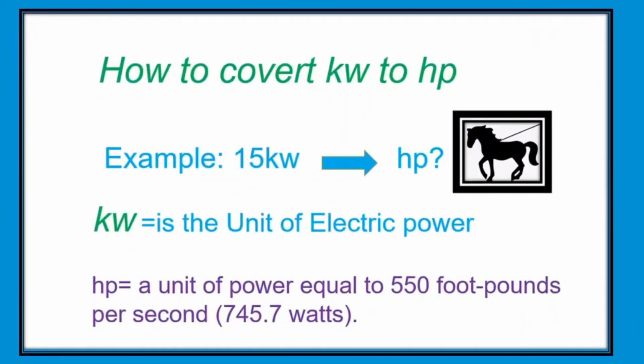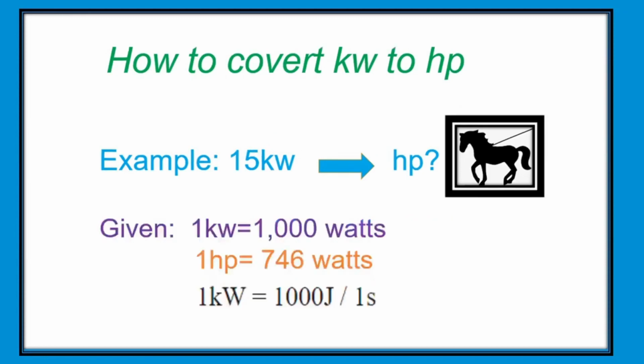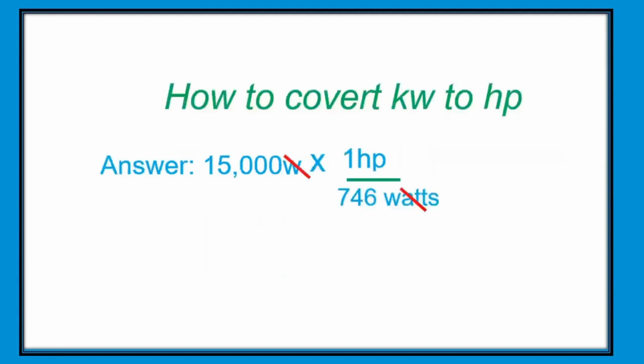Next, how to convert kilowatts to horsepower. Our example here is 15 kilowatts. Kilowatt is the unit of electric power, and horsepower is a unit of power equal to 550 foot-pounds per second, or 745.7 watts. Given 1 horsepower equals 746 watts, 1 kilowatt equals 1000 joules per second.